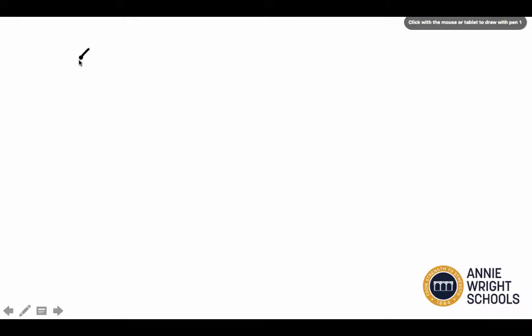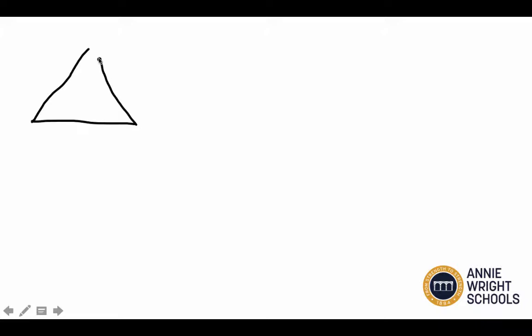Let's start with an equilateral triangle. What do we know about triangles that are equilateral? Well, we know if they're equilateral, then they're equiangular. So what do we know about all these angles? We know they're all 60 degrees.